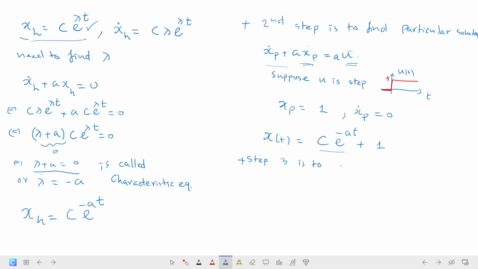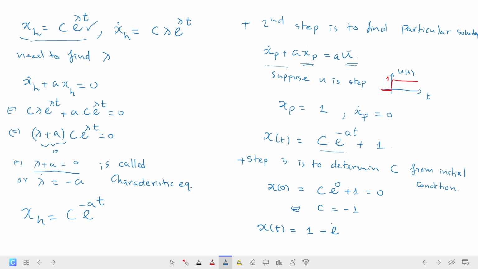Step two is to determine c from the initial condition. So we have h of 0 equal to c e to the 0 plus 1 equal to 0, which means c equal to minus 1. Then we have the final solution: h of t equal to 1 minus e to the minus a t. Okay, so this is the solution.